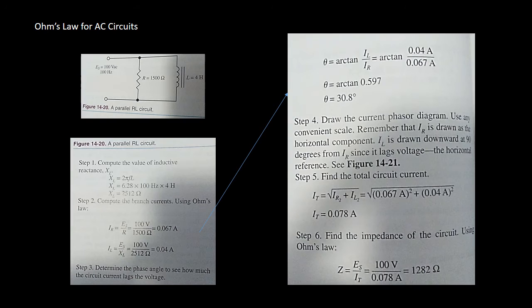Step 4, draw the current phasor diagram. Use any convenient scale. Remember that IR is drawn as the horizontal component. IL is drawn downward at 90 degrees from IR since it lags voltage, the horizontal reference. See Figure 14-21. Step 5, find the total circuit current. You can use IT equals the square root of IR squared plus IL squared, which equals the square root of 0.067 amps squared plus 0.04 amps squared.